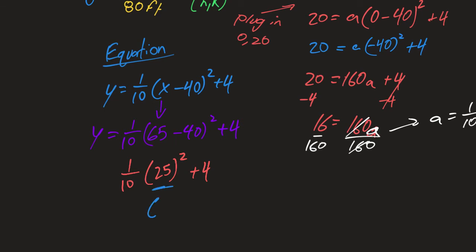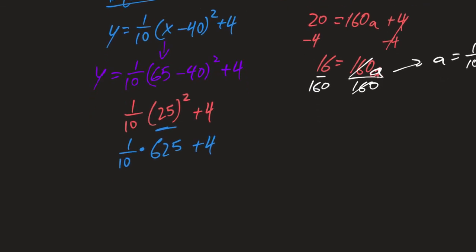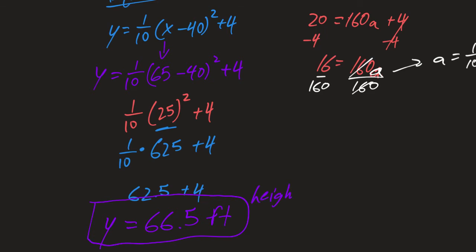So 25 squared is 625 times 1 over 10 plus 4. And 1 over 10 times 625 is 62.5. Plus 4 is just going to leave us with 66.5 feet, of course, in units as my y value. And this is the height, 25 feet from the center.